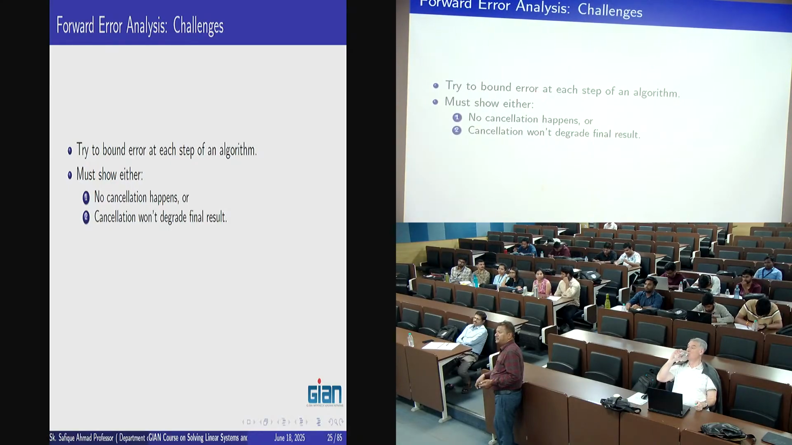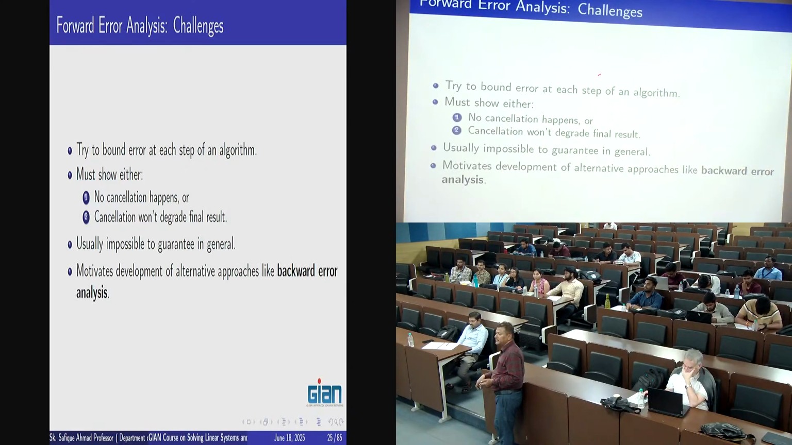So, to bound the error at each step of an algorithm, you must show either that no cancellation happens or that cancellation won't degrade the result. This is usually impossible to guarantee in general, which motivates the development of alternative approaches like backward error analysis. So, for that you have to think about backward error analysis. Okay, so all these things, cancellation, how you will take.